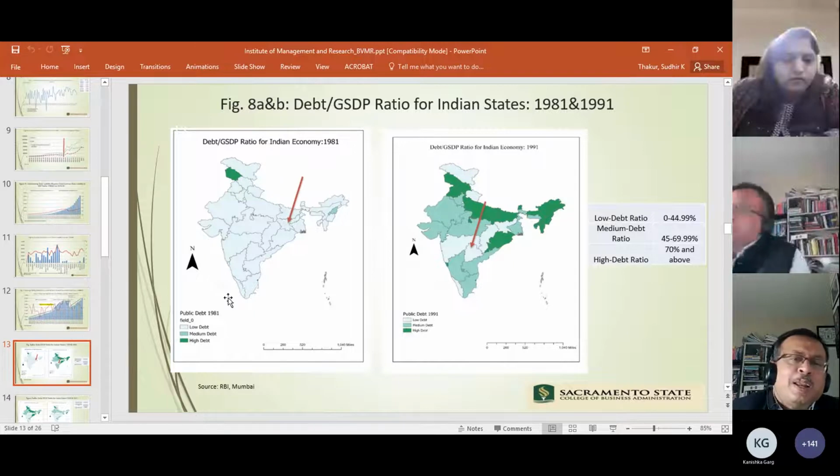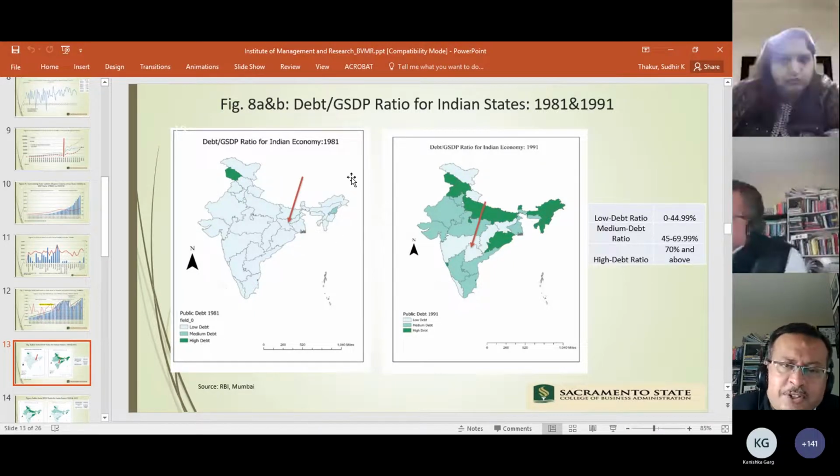So look at the maps individually. 1981 was the genesis of the problem. The problem of debt crisis had just started in India, and so the debt levels were not that high, as you saw in a previous slide. I am dividing the overall debt levels into three categories. Low debt is defined as 0 to 44.99%. Medium debt is 45 to 69.99%. High debt is 70% and above. So on a map, most states look like they're doing fine because the debt levels are less than 50%, except parts up in the north in Kashmir.